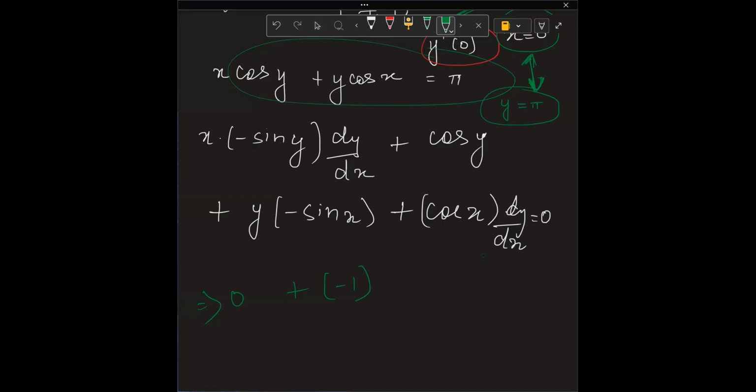Now in the fourth term you have cos x dy by dx. So x is 0, so cos x is 1. So 1 into dy by dx is dy by dx. So your dy by dx is 1.